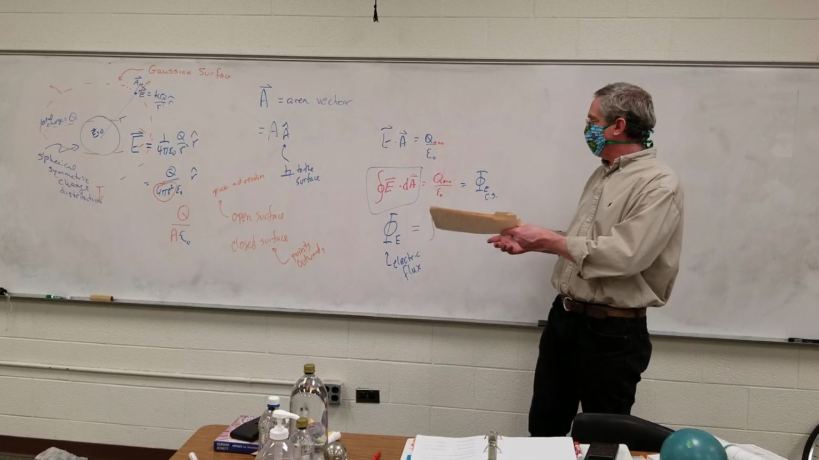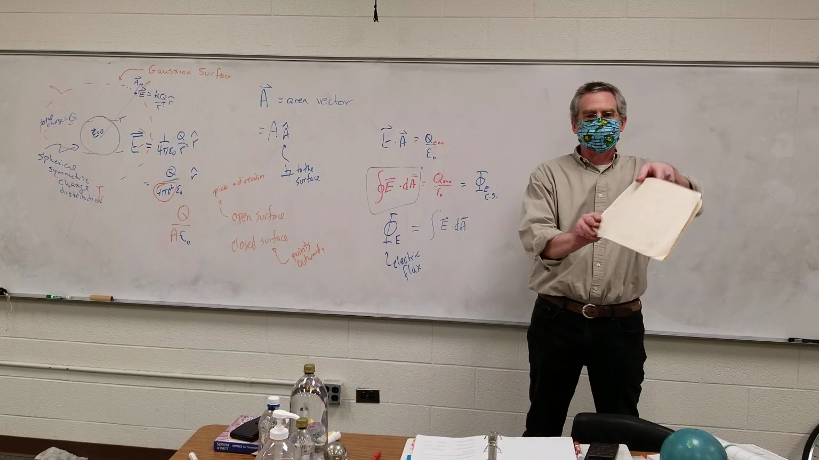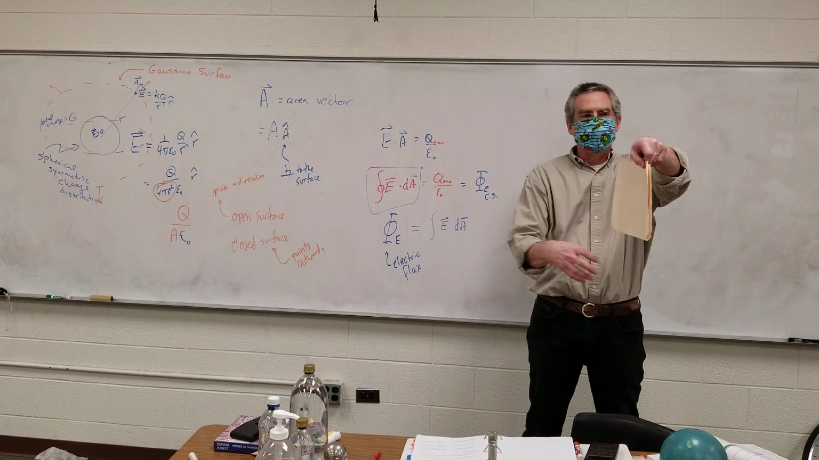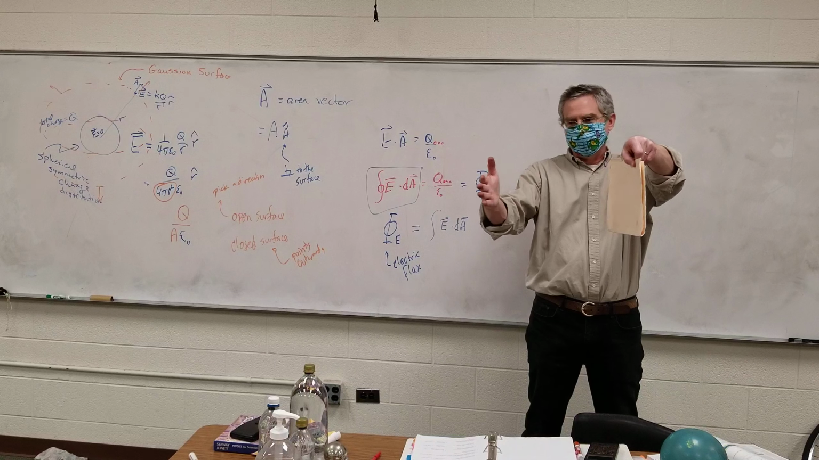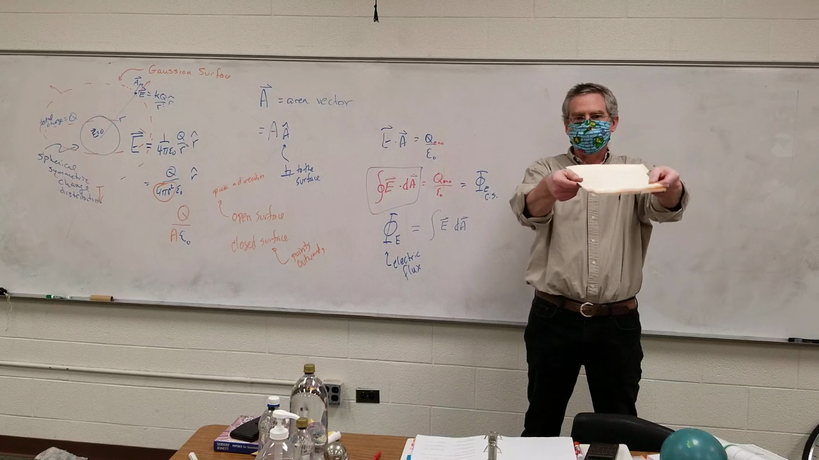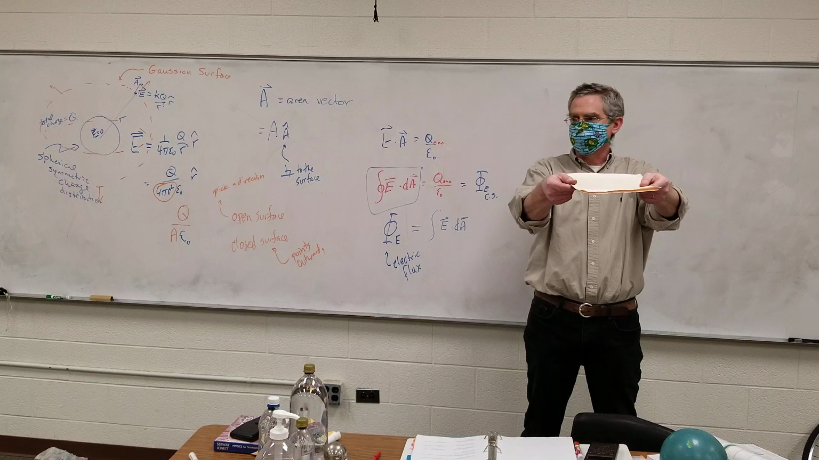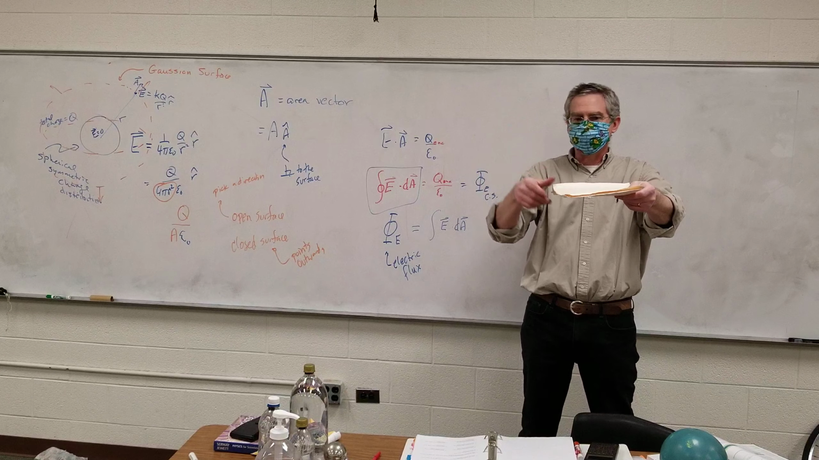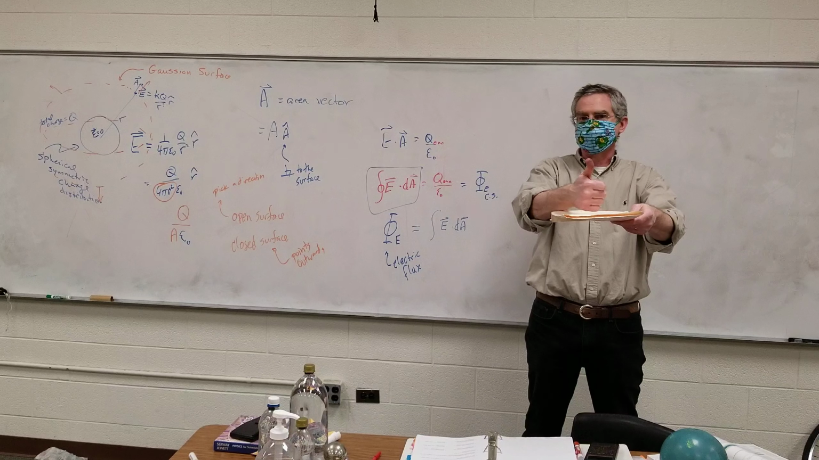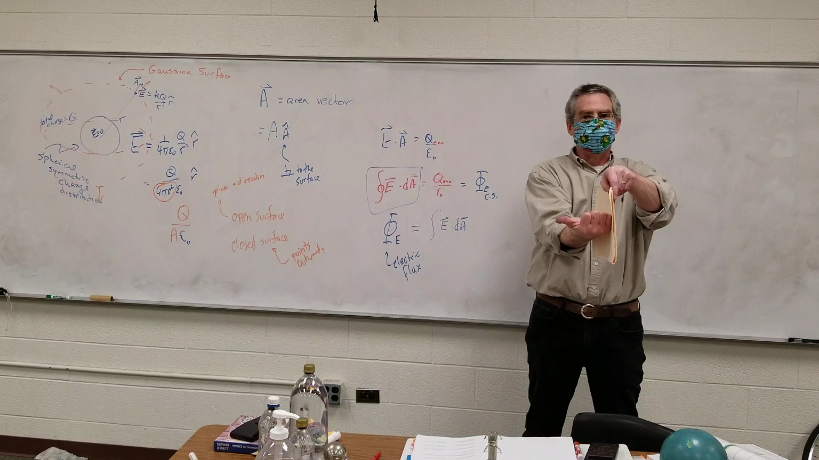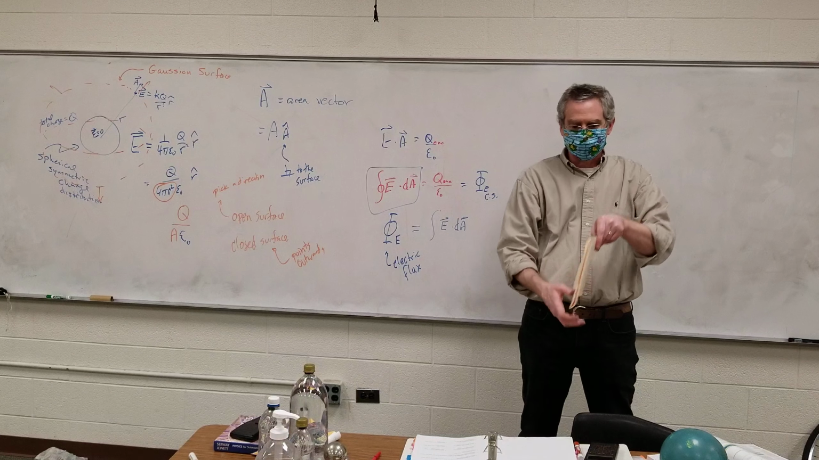So we define electric flux so that we get maximum value when the surface is being hit full on with the electric field, minimum when it's oriented differently, or from a math point of view, when the area vector is perpendicular to the electric field, you get minimum. When it's parallel or anti-parallel, you get maximum.